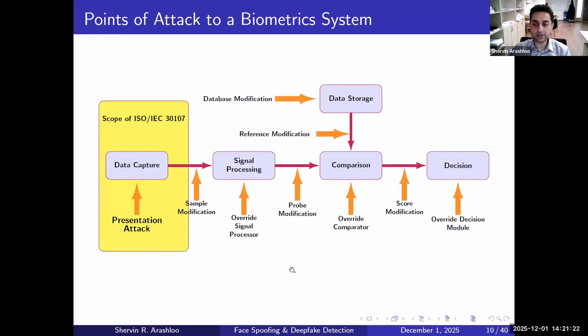Consider this general configuration of a face recognition system, where we capture the data, send it to some component to process the received data, and then another component compares the extracted features with those stored in our dataset to make a final decision. We can theoretically attack this system at any point, for example by overriding the decision. But when we refer to presentation attack, we are focusing on this first component, basically the camera that is capturing the face of the subject.